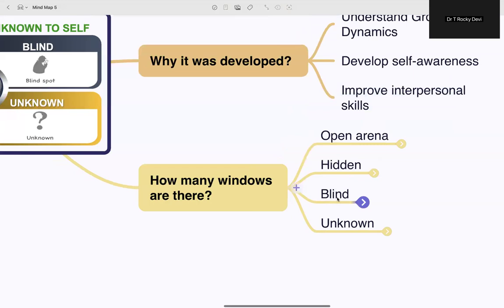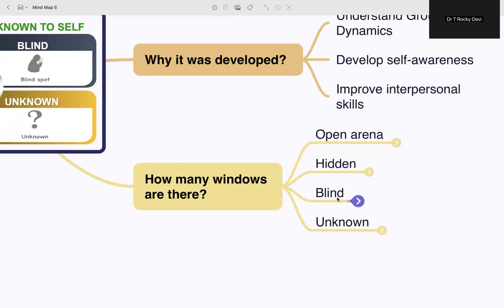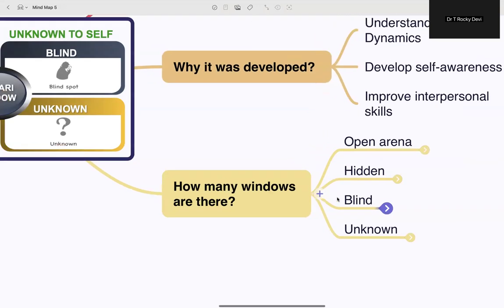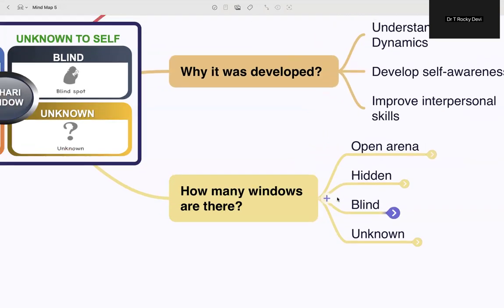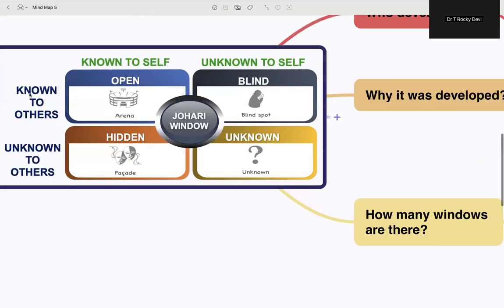The next one is blind. Mr. A may say that Mr. B has a helping tendency, but in the process of helping others, he ignores his own work and does not complete it on time. Mr. B might not be aware of this, and Mr. A has found it out. When Mr. A reveals it, B gets to know it and thinks, oh, am I not doing my work on time? I thought I was doing my work on time because I'm helping everyone. That kind of realization can happen because he was blind. He was unknown to self about that characteristic, but it is known to others.